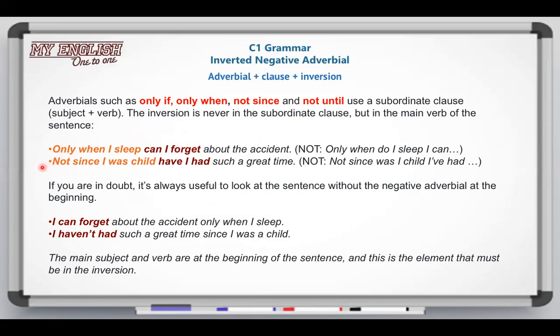Let's check another sentence. Not since I was a child have I had such a great time. Yes. So again, not since, this is the adverbial. I was a child, this is the clause or subordinate clause. And here we have the inversion. So again, do not invert this part, like, not since was I a child. So you have to respect that part. You do the inversion here.